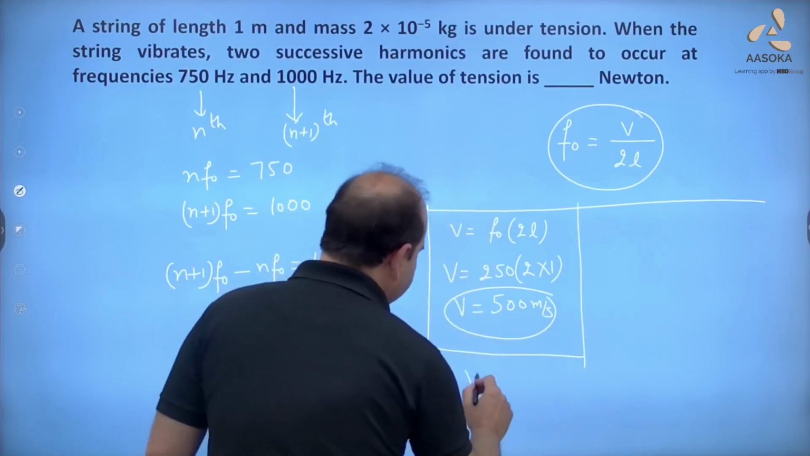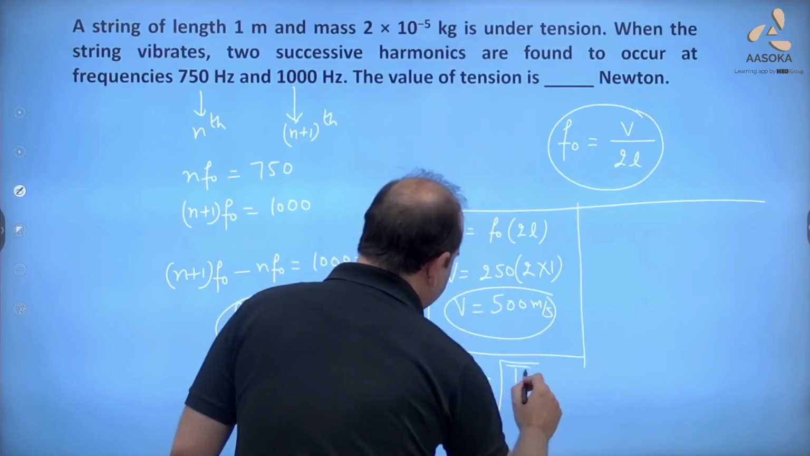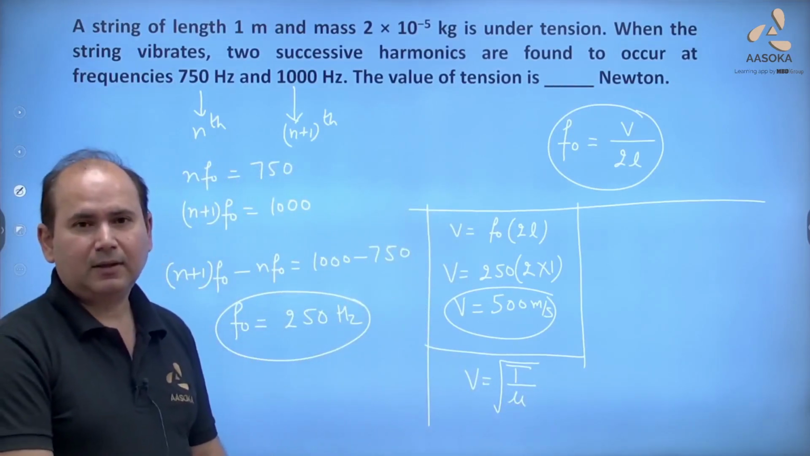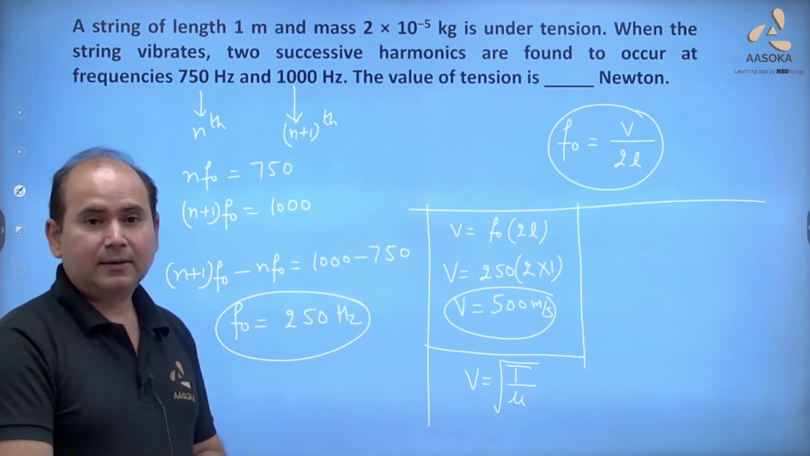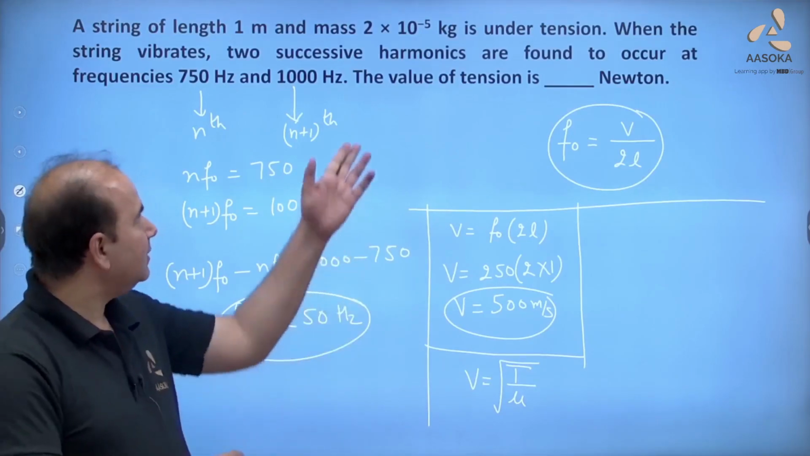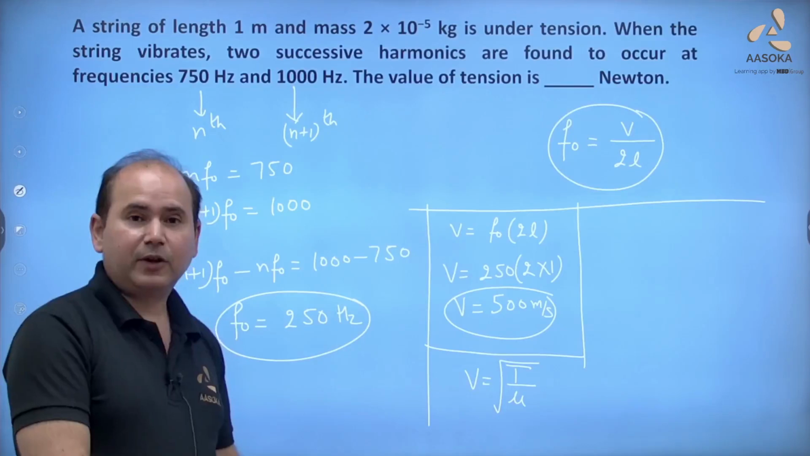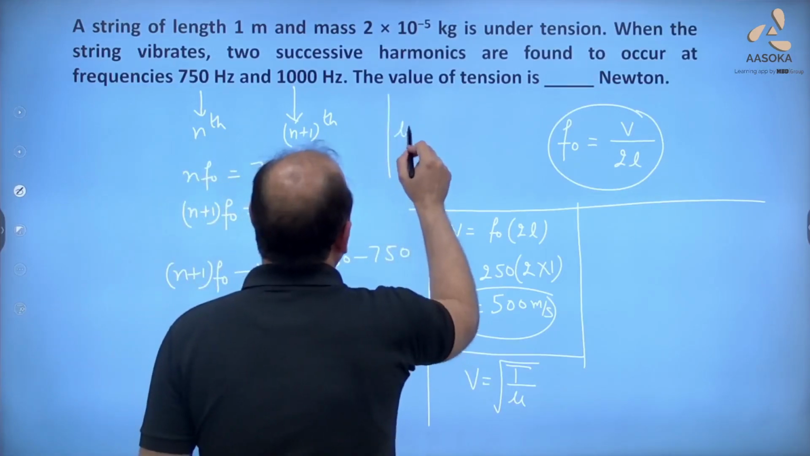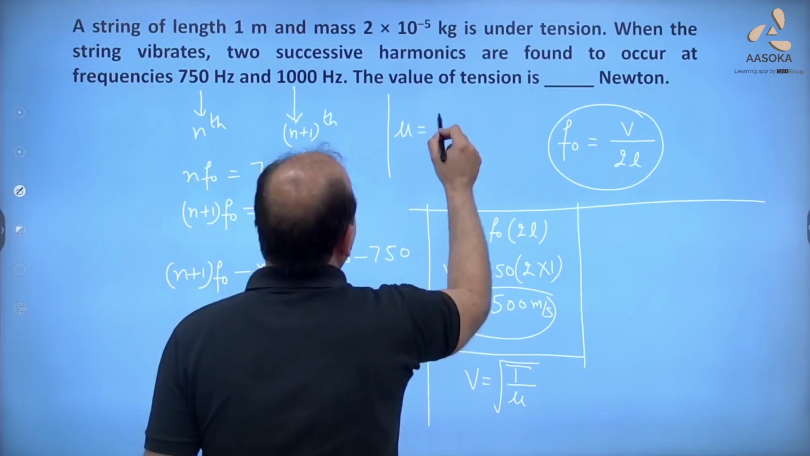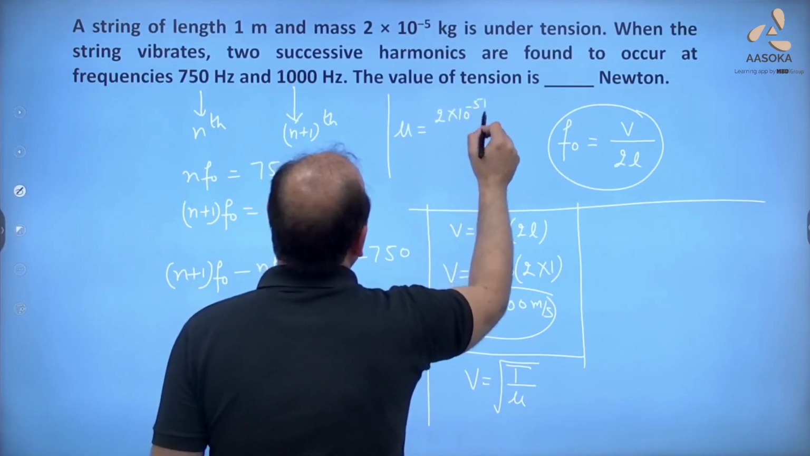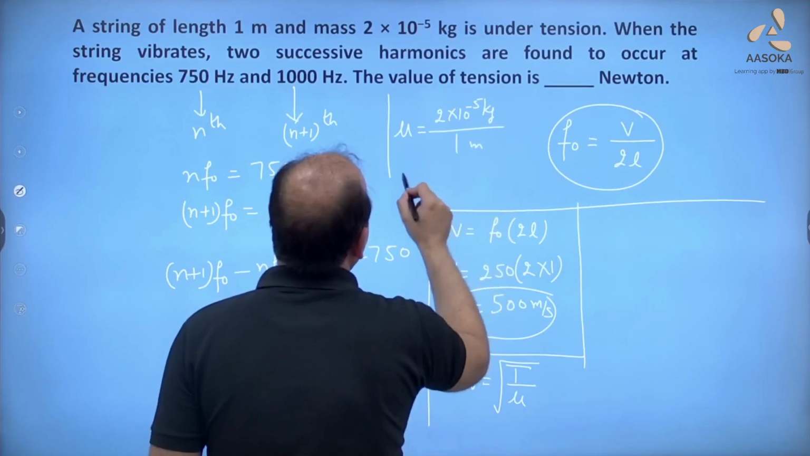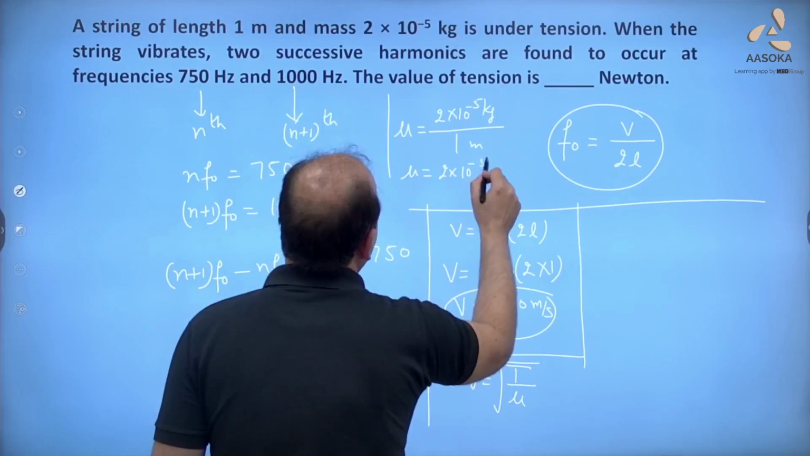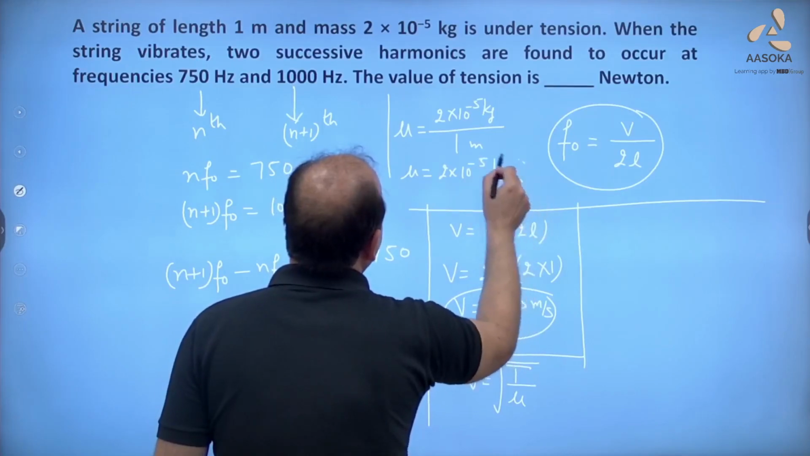Speed is given by square root of tension upon mu. What is mu? Mass per unit length. Mass per meter length of the wire, which in this case is going to be 2 into 10 to the minus 5 kilogram because length is 1 meter. So mu will be mass divided by length. Mass is 2 into 10 to the minus 5 kilogram, length is 1 meter. So mu is 2 into 10 to the minus 5 kilogram per meter.